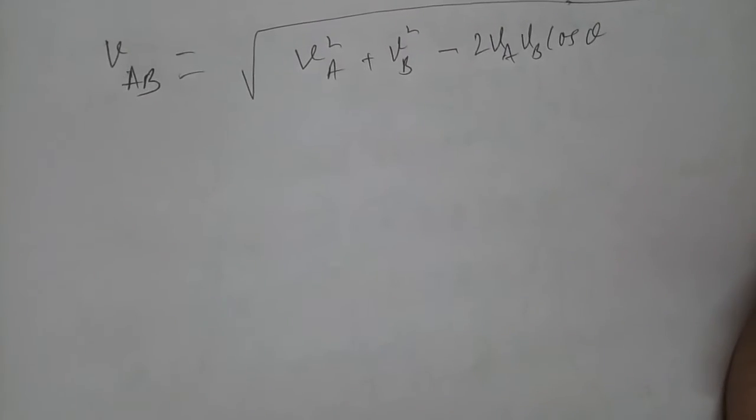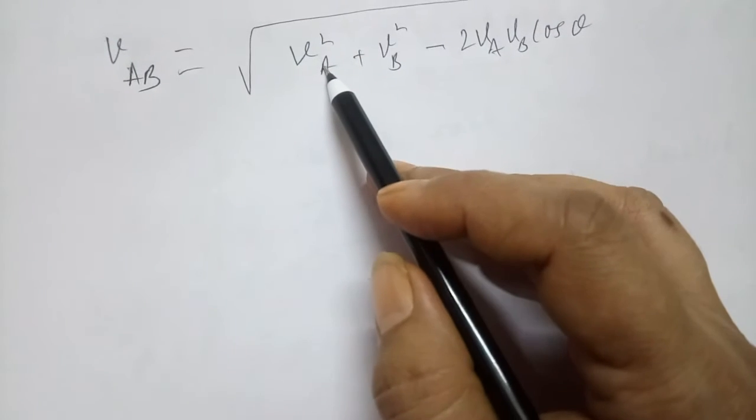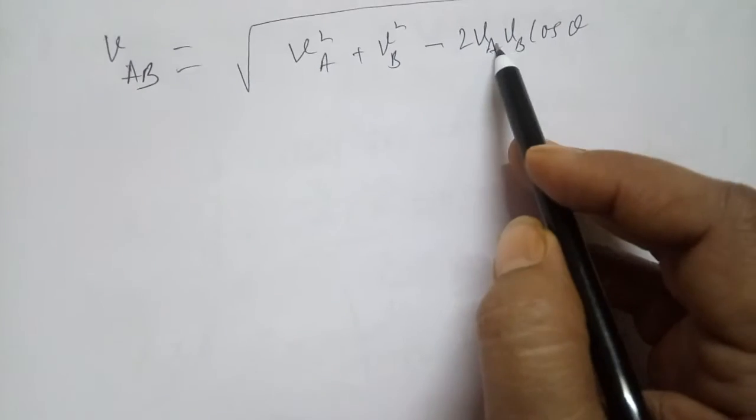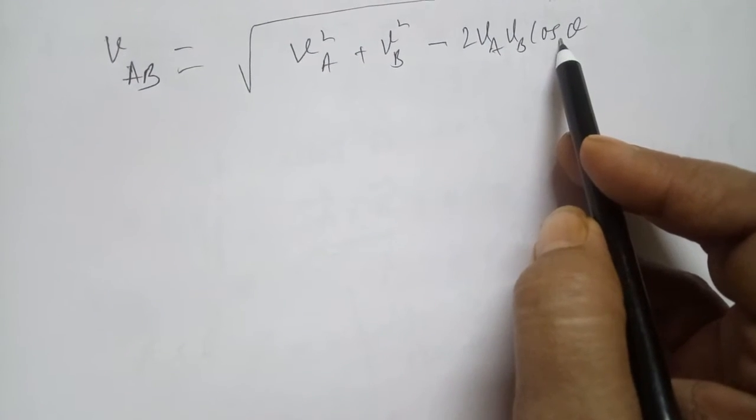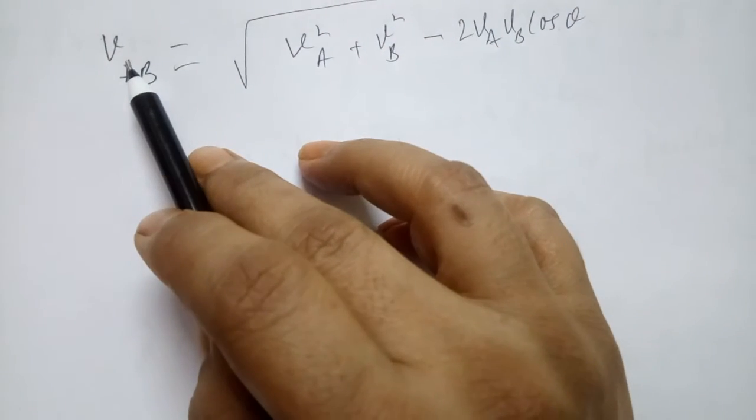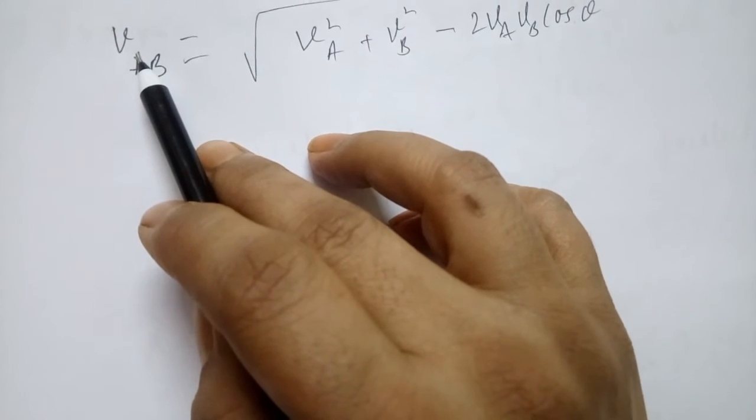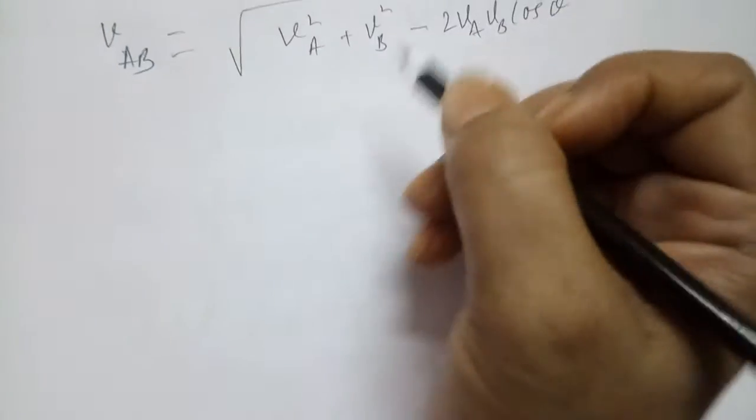So we are getting at this relation. What we have got is v square a plus v square b minus 2 va vb cos theta. So we have got this formula for the magnitude of the relative velocity. Now next, what we need to find out is the angle alpha.